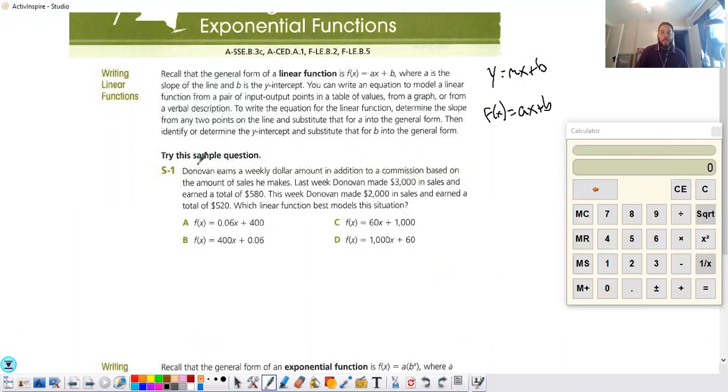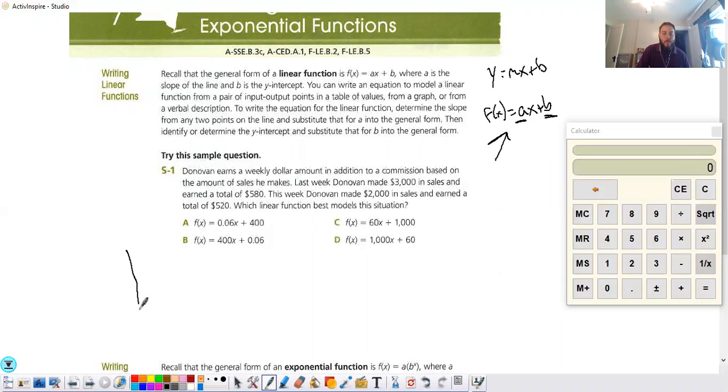So when we take a look here, it says Donovan earns a weekly dollar amount in addition to a commission based on the amount of sales he makes. Last week, Donovan made $3,000 in sales and earned a total of $580. This week, Donovan made $2,000 in sales and earned a total of $520. Which linear function best models this situation? So remember, we're looking for this formula here. We need to find the a and the b.